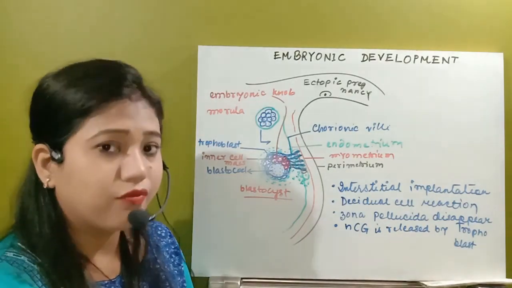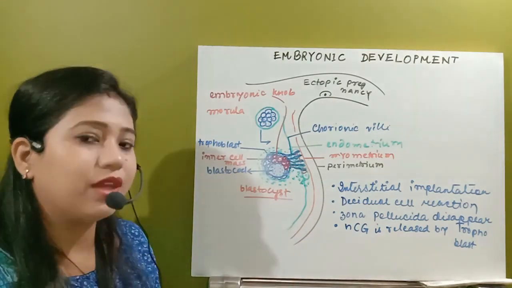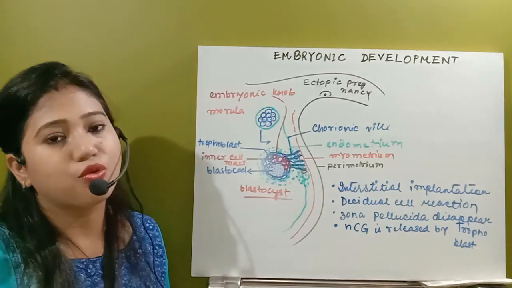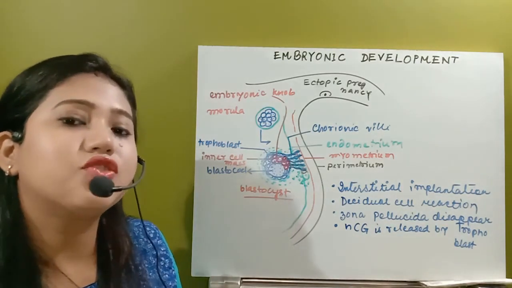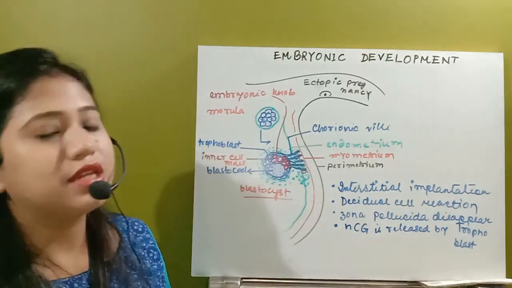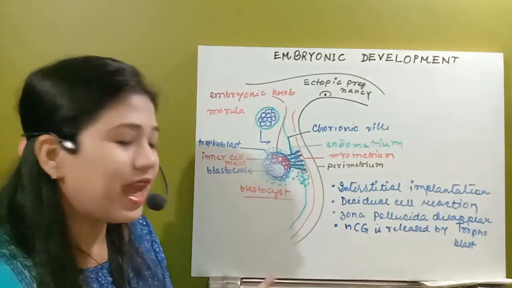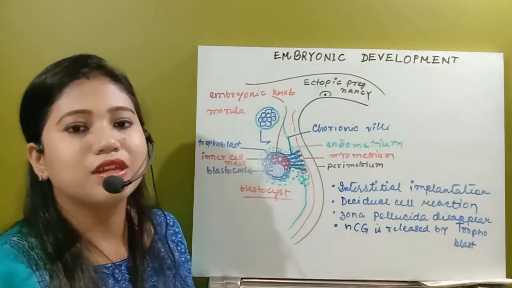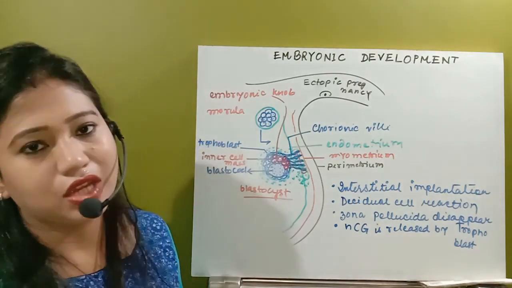But for now, till that period of time, this corpus luteum will still be present, and that is known as the corpus luteum of pregnancy. It will continue the release of progesterone hormone for 2 months until the formation of the placenta. So the HCG hormone will be present in the blood and also in the urine, and that can give the indication of pregnancy.